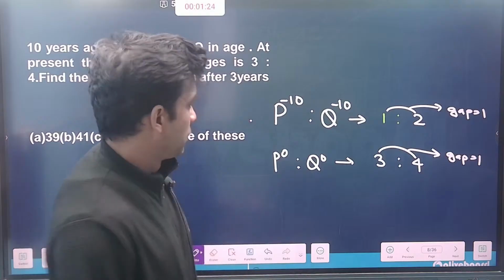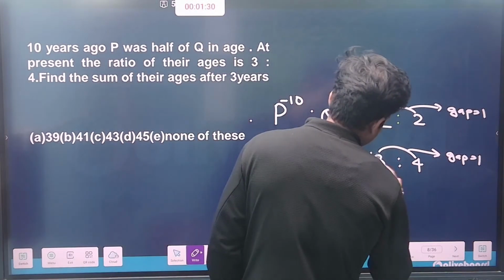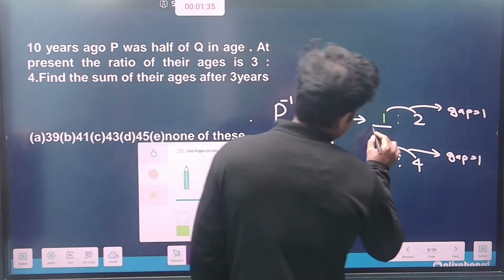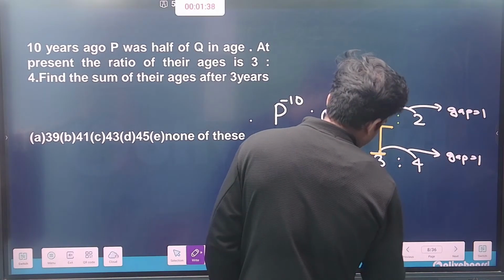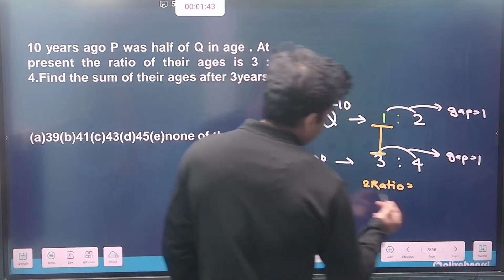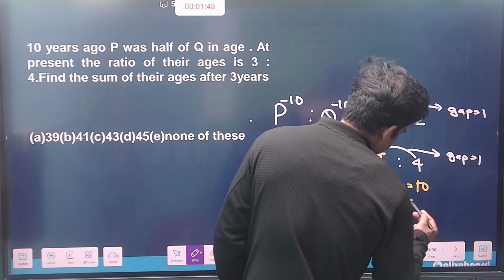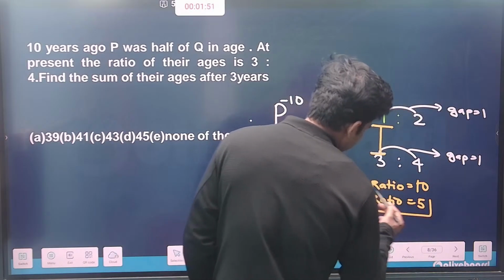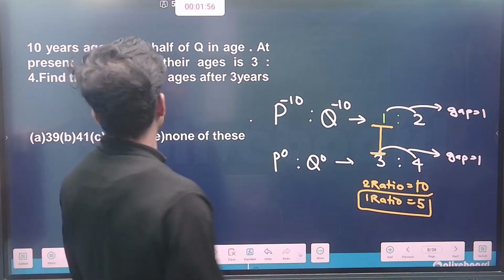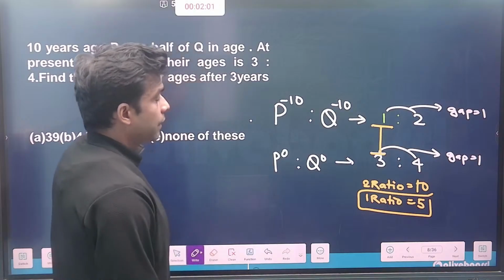According to you, now you need to check this part. From here to here, the gap is 2 ratio. So can I say that 2 ratio is equal to the gap of 10? So 1 ratio is equal to 5. Isn't it? If 1 ratio is equal to 5, they ask to find the sum of their ages after 3 years.